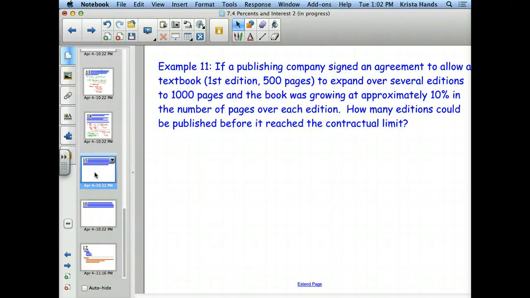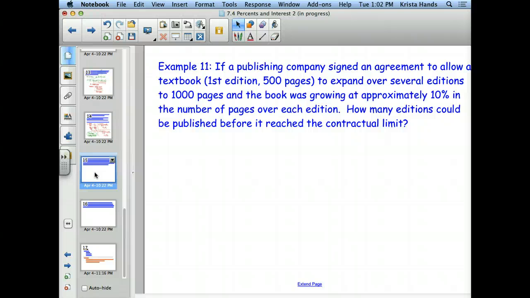Okay. Example number 11 says, a publishing company signed an agreement to allow a textbook, first edition, 500 pages, to expand over several editions to 1,000 pages. The textbook is growing at approximately 10% in the number of pages over each edition. How many editions could be published before it reached the contractual limit?